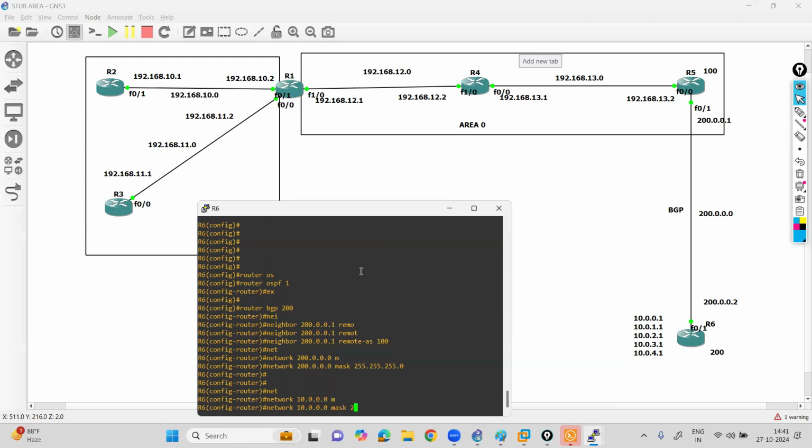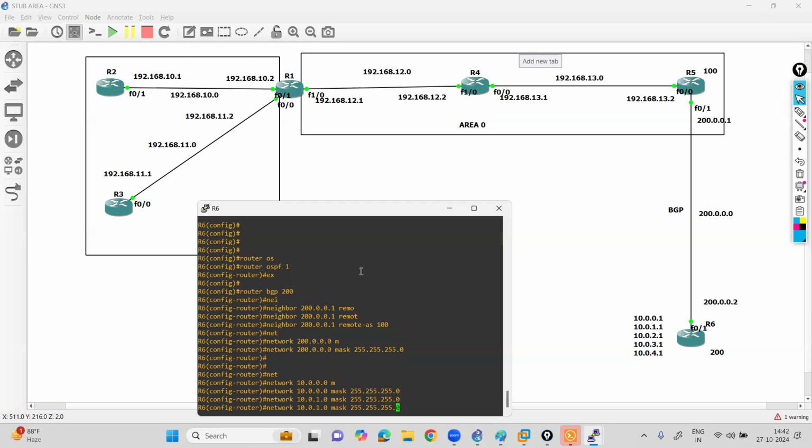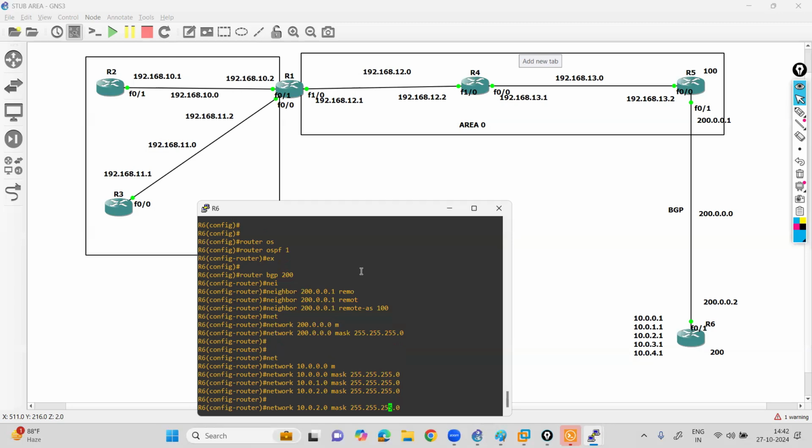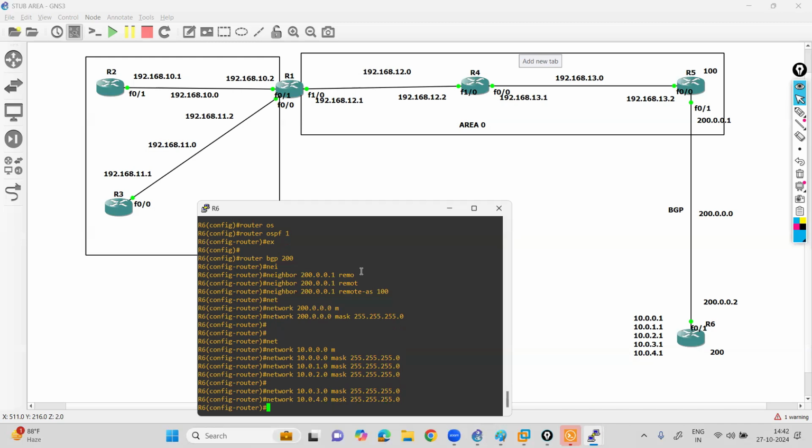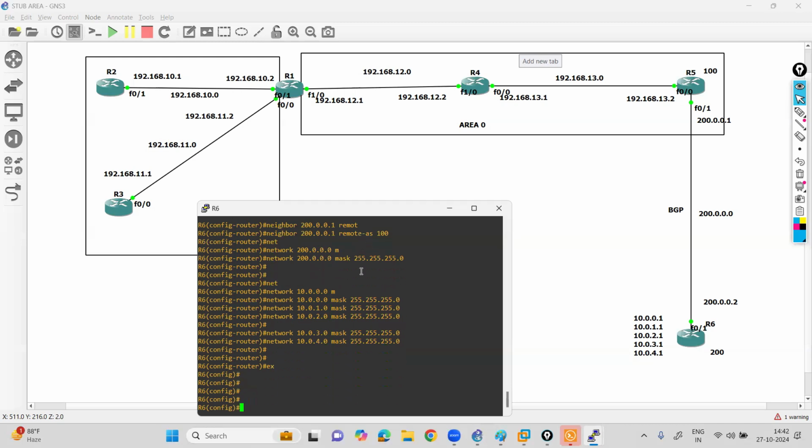10.0.0.0, and mask will be 255.255.255.0. Okay. Next network will be 10.0.1.0, mask will be this one. 10.0.2.0, okay, 10.0.3.0, okay, and 10.0.4.0. So we have just advertised all the networks over here, right?